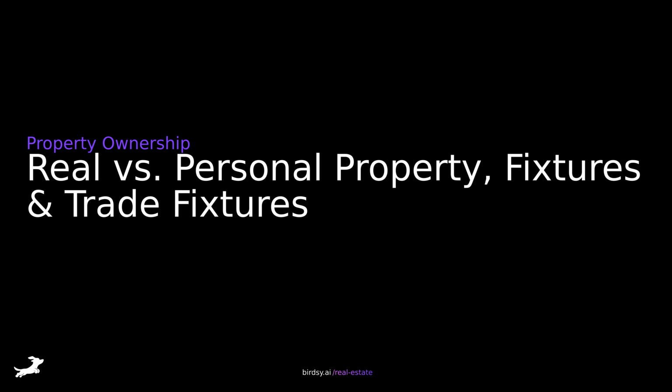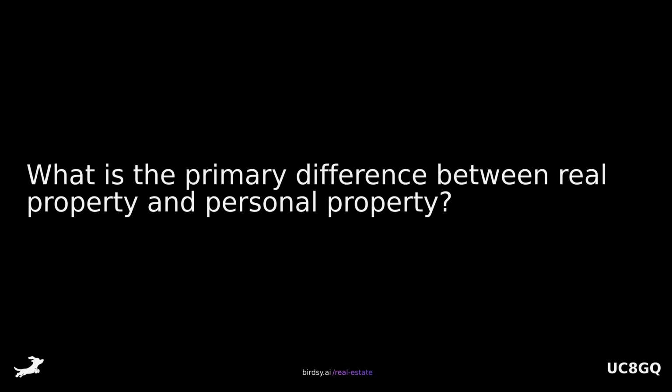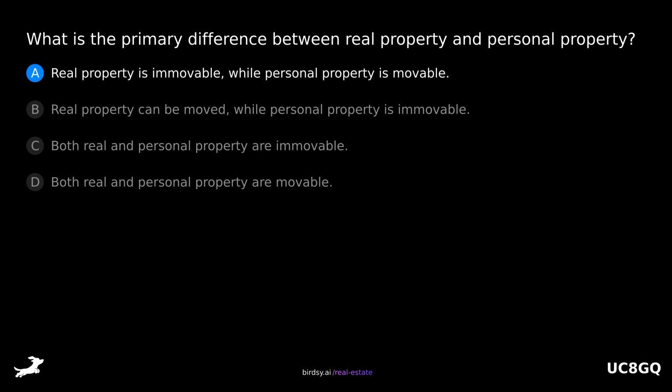Real versus personal property, fixtures, and trade fixtures. What is the primary difference between real property and personal property? Is it A, real property is immovable, while personal property is movable? B, real property can be moved, while personal property is immovable? C, both real and personal property are immovable? Or D, both real and personal property are movable?